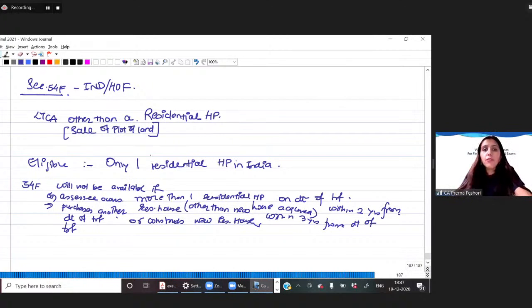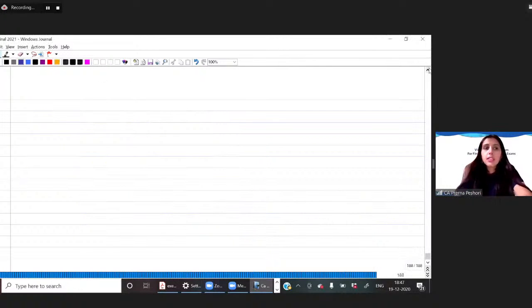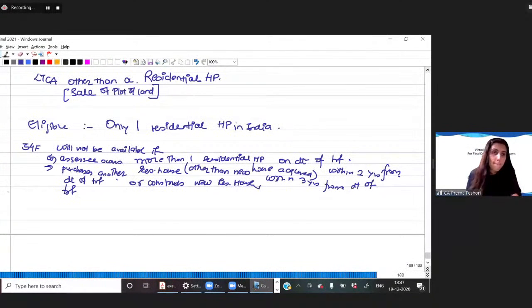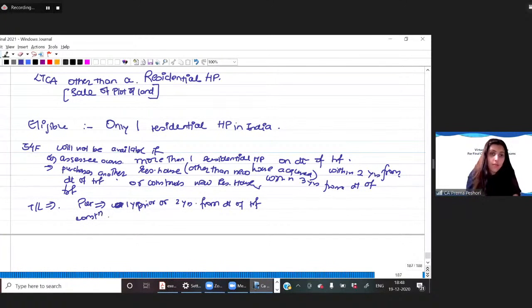Then what is the timeline for purchasing or construction of house property in India? What is the timeline? Timeline is same as 54. Purchase 1 year prior or 2 years from the date of transfer, and construction within 3 years from date of transfer.